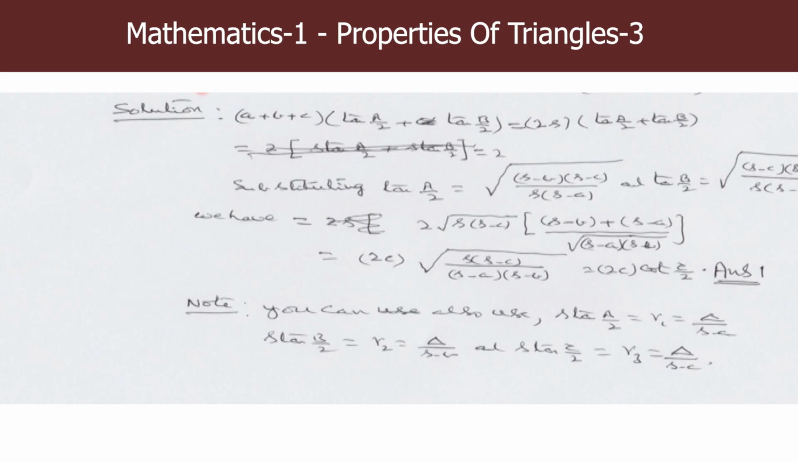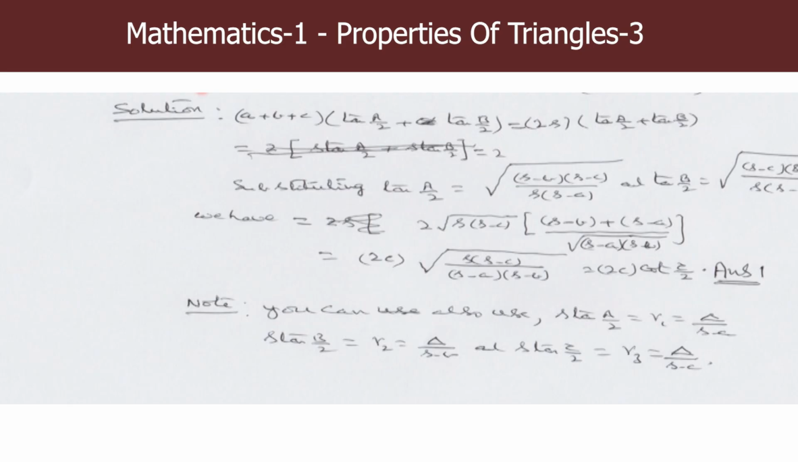And here I have given you a note. In triangle ABC, you can also use S tan A by 2 is equal to R1 is equal to delta by S minus A. S tan B by 2 is equal to R2 is equal to delta by S minus B. And S tan C by 2 is equal to R3 is equal to delta by S minus C. You can also use this formula to get the answer. Okay.